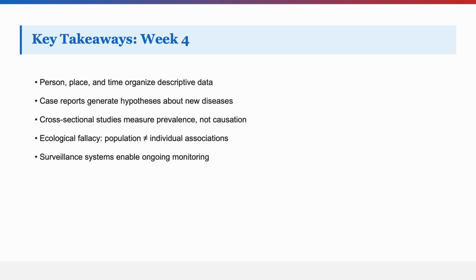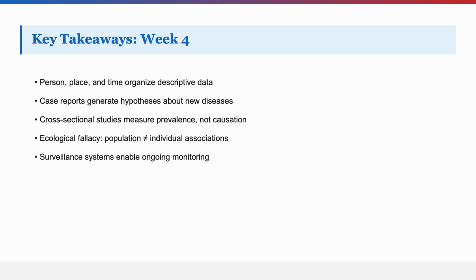Let's summarize descriptive epidemiology. Person, place, and time are the organizing dimensions. Who gets sick? Where does disease occur? When does it happen? These questions reveal patterns and generate hypotheses. Case reports and case series are hypothesis generating. They can't prove causation, but they're often the first signal of new diseases or adverse effects. Pay attention to unusual cases.